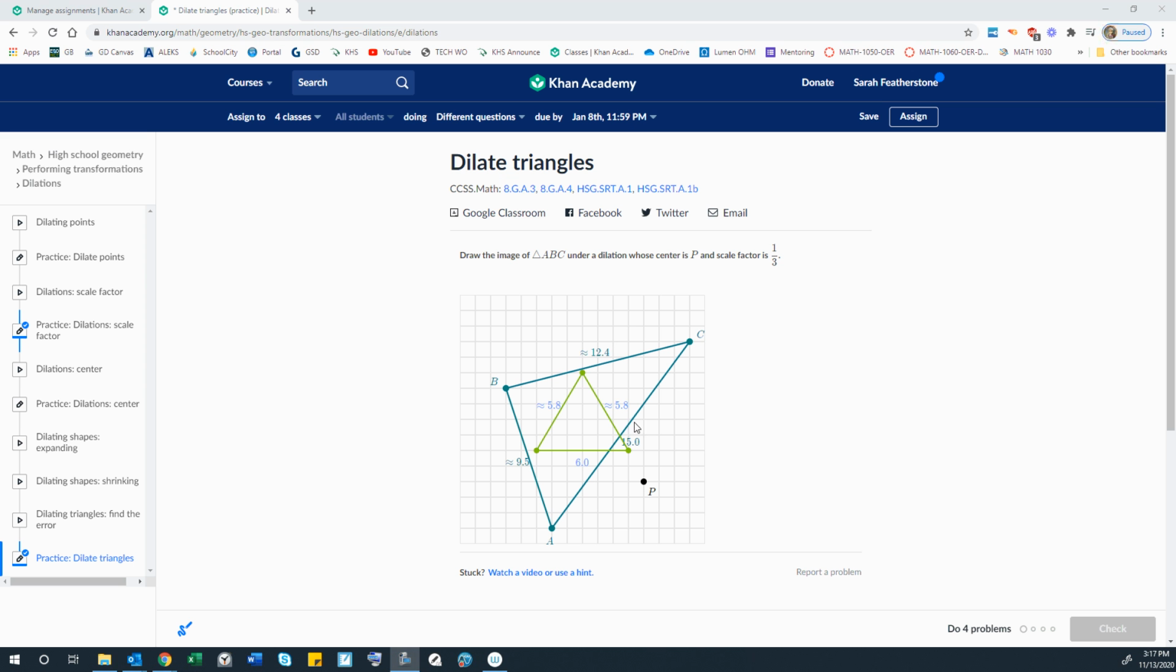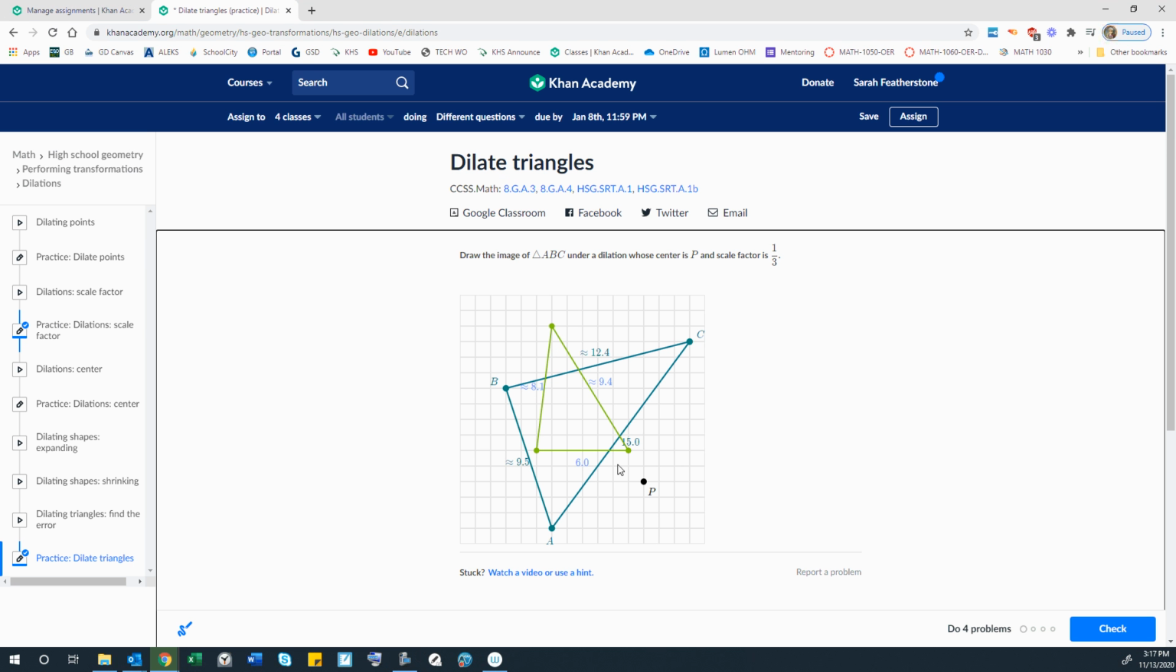Okay, so for every problem, you've got a blue triangle, ABC, which is staying where it is. And then you've got the green triangle, which is movable. We want to move it to create triangle A prime, B prime, C prime, though it's not labeled that, so that's not a big deal. Now we are using P as a center of dilation. So we have to make sure that everything we do has to do with point P and changing the shape toward that point, halving or thirding or doubling the distances from each point of our triangle ABC to point P.